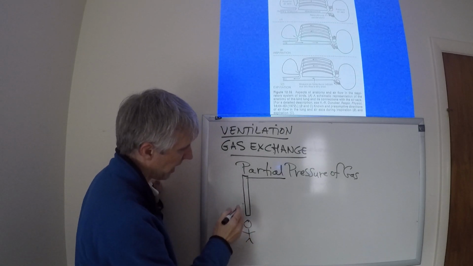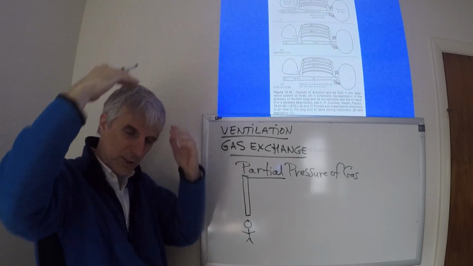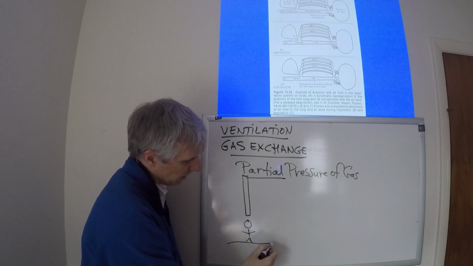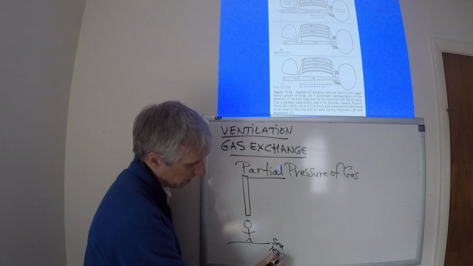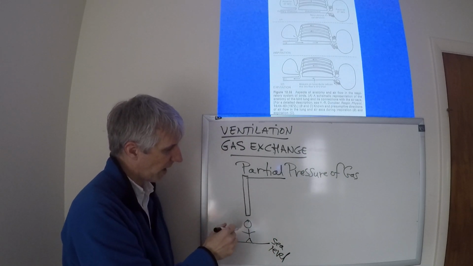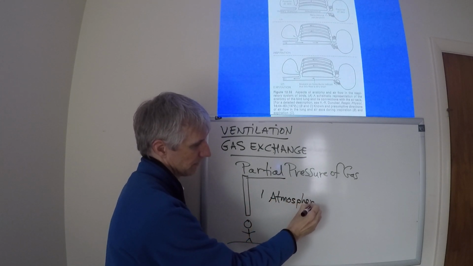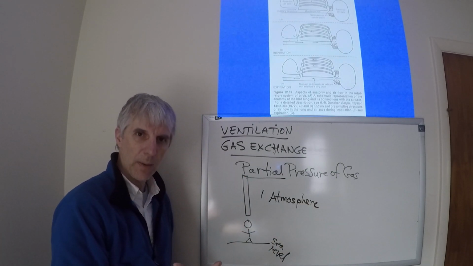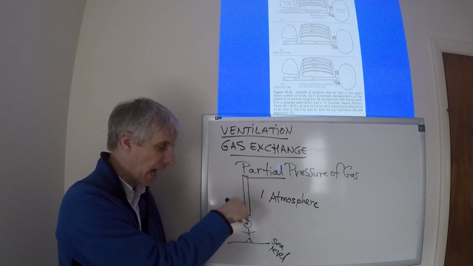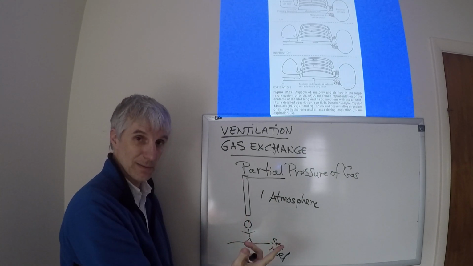The other way to think about it is with a person standing down here, and there's a particular amount of air above this person generating pressure on top of this person. The amount of pressure generated on this person when standing at sea level, we quantify as 1 atmosphere. That's the combined pressure of all these gases pushing down on this poor guy's head. Is that right? Okay.